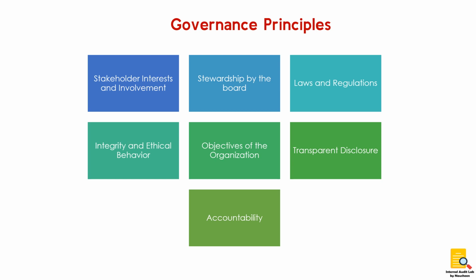Number 6, transparent disclosure. Good governance requires timely and accurate disclosure of all material information concerning the organization, including its financial position and results, which facilitates transparency. Number 7, accountability. The organization should be structured in a way that clearly identifies the lines of responsibility and accountability. The chain of accountability starts with the individual employees and goes through each level of command up to the board of directors.